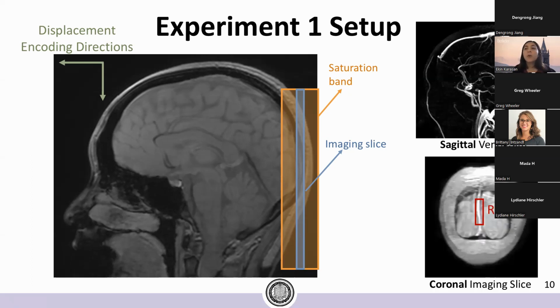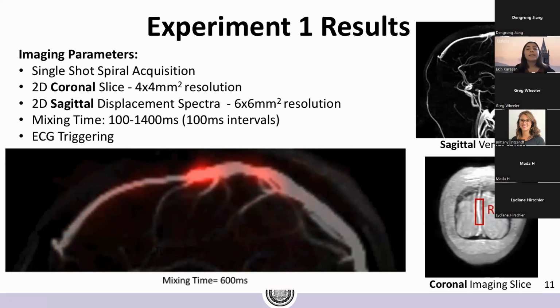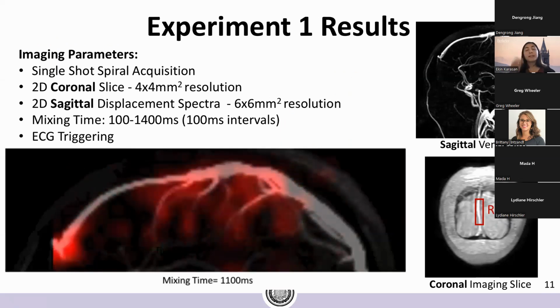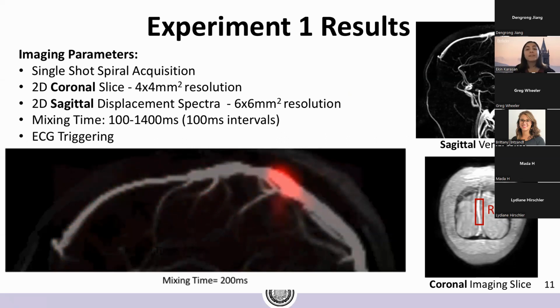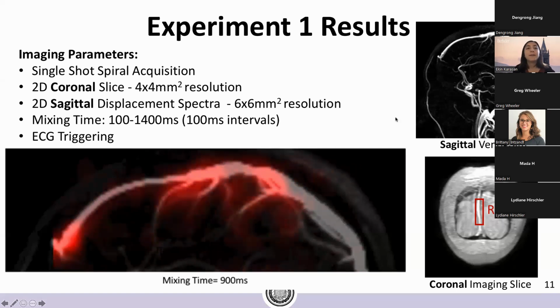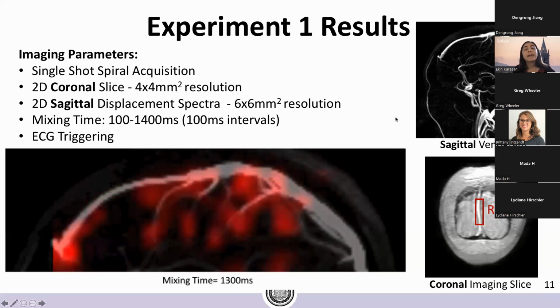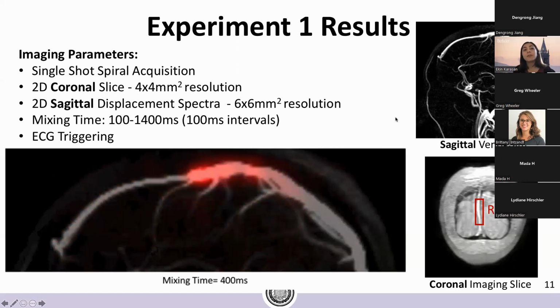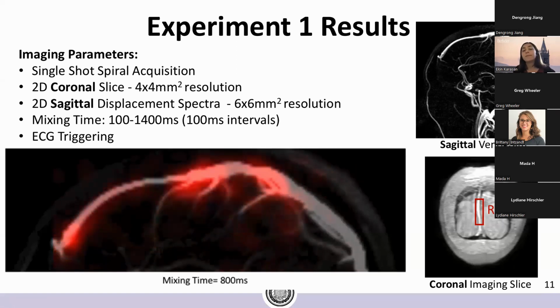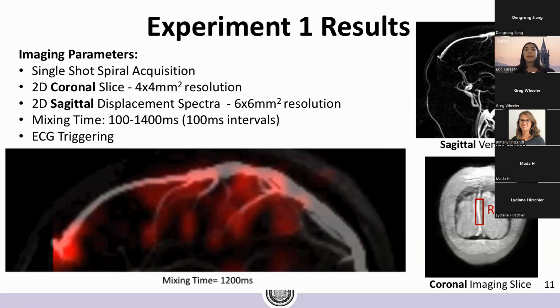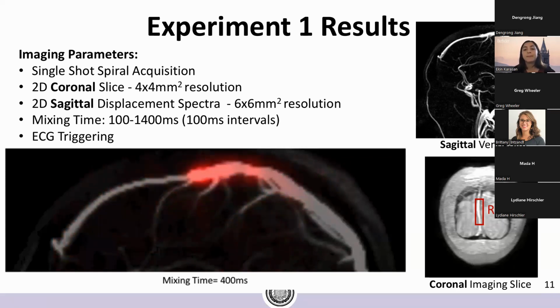We select an ROI that's on the superior sagittal sinus from our imaging slice, and then we combine the displacement spectra of all of the image voxels that are in this selected ROI. So then we overlay the combined displacement spectra on our sagittal venogram and display the results across multiple mixing times, which results in the following. And you can see that at longer mixing times, the signal becomes more dispersed, and we believe this could correspond to the draining from the capillaries into the superior veins.